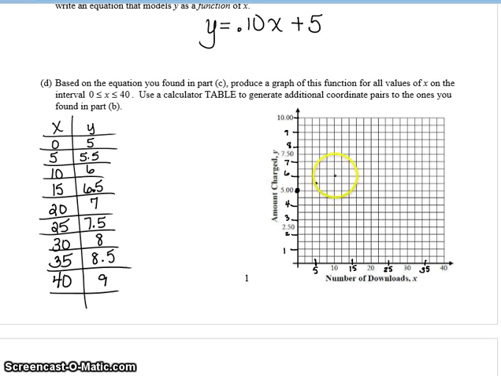Okay. And then at 10, I go up to 6. And then 6.5. And then 7. And then 7.5. Then 8. 8.5. And then at 40, I'm at 9. So there's that.